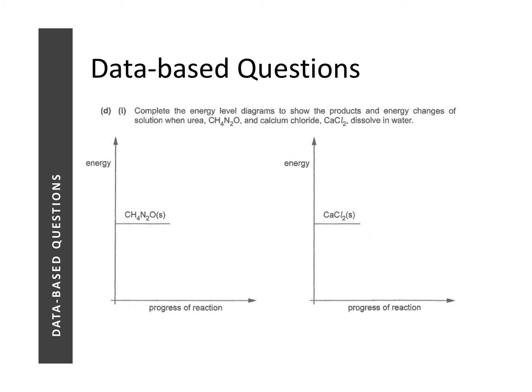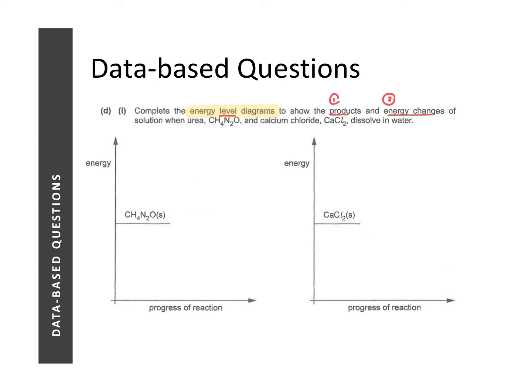In part D 1, now we are required to draw the energy level diagrams, to show the products and the energy change of solution when urea and calcium chloride dissolve in water. Right? So the energy level diagram is related to the chapter on energy changes. In the topic of energy changes, we learn to draw two kinds of diagram. One is the energy level diagram, the other one is the energy profile diagram.